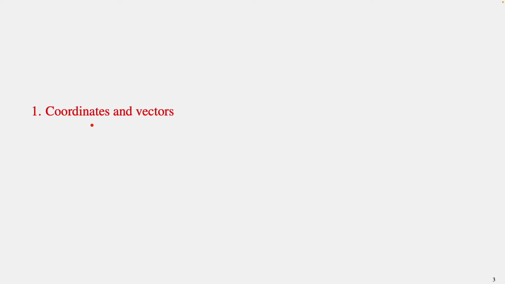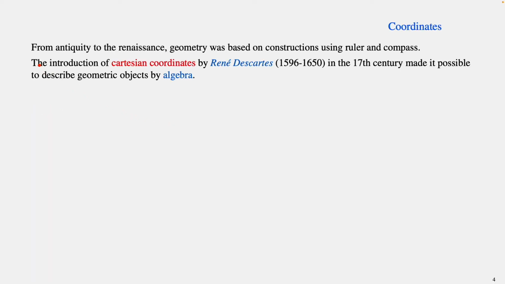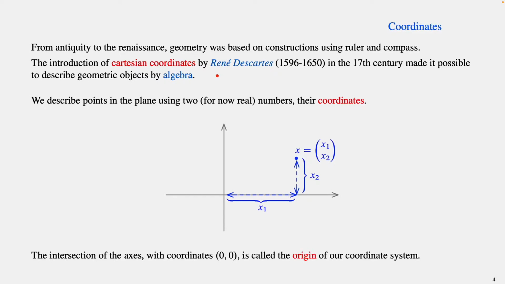First, we look at coordinates and how vectors are made up from coordinate systems. So historically, geometry was based on constructions using ruler and compass, which you've probably learned to do in school. And only with the introduction of Cartesian coordinates by René Descartes in the 17th century was it possible to algebraically describe geometric objects. Now, how does this work?